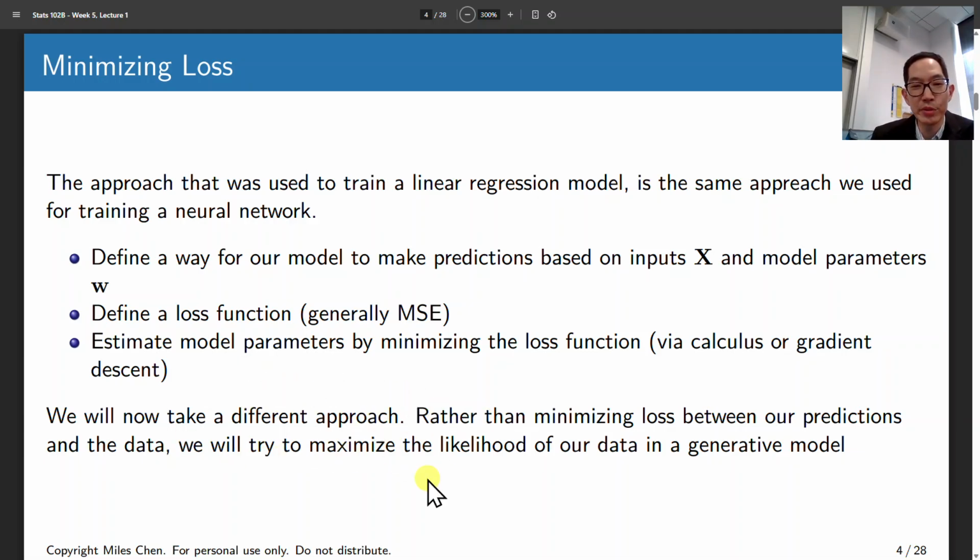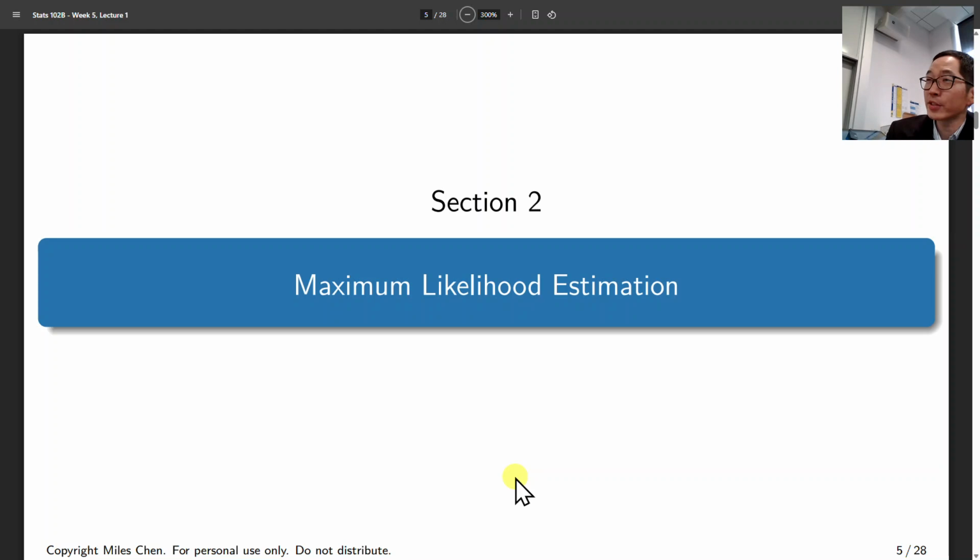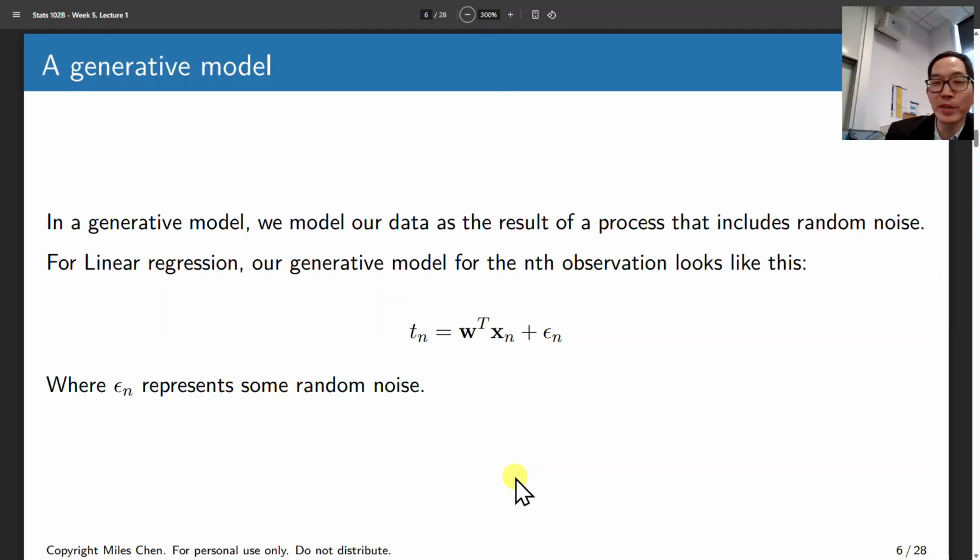And what we are going to do today is, rather than minimizing the loss, we're going to try to maximize the likelihood of our data. And so maximizing the likelihood requires us to have what we call a generative model, a model that says this is the random process that generates our data. And so we're going to review some elements of maximum likelihood estimation, because our goal is going to be to maximize the likelihood, okay?